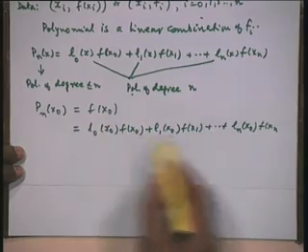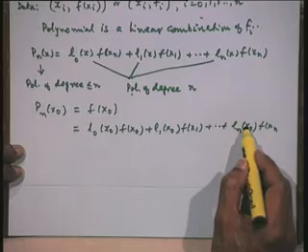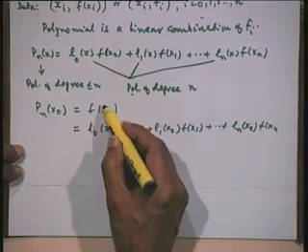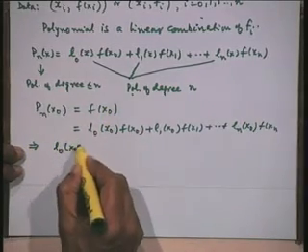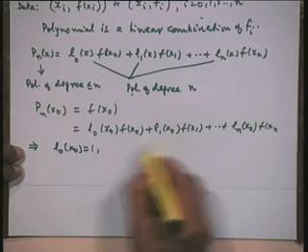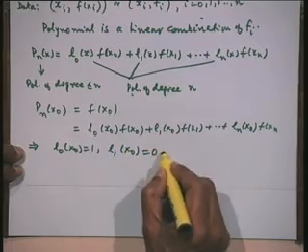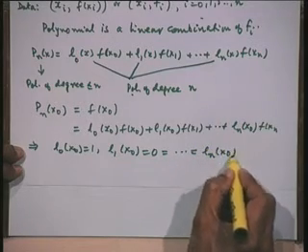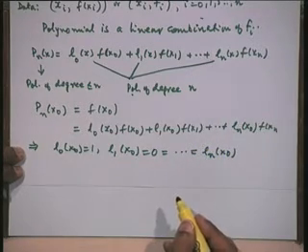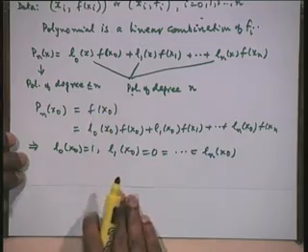The only possibility is that L_0(x_0) must be 1 and all the others should vanish, only then this will be equal to this one. Therefore, this implies that L_0(x_0) must be 1 and all other values, L_1(x_0) must be equal to 0, so on, L_n(x_0) must be equal to 0. Only then is this going to be the same as this particular polynomial.